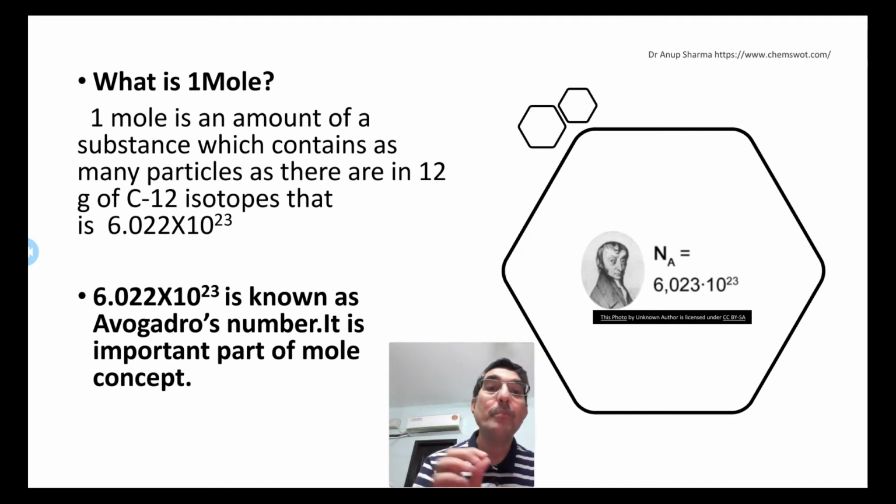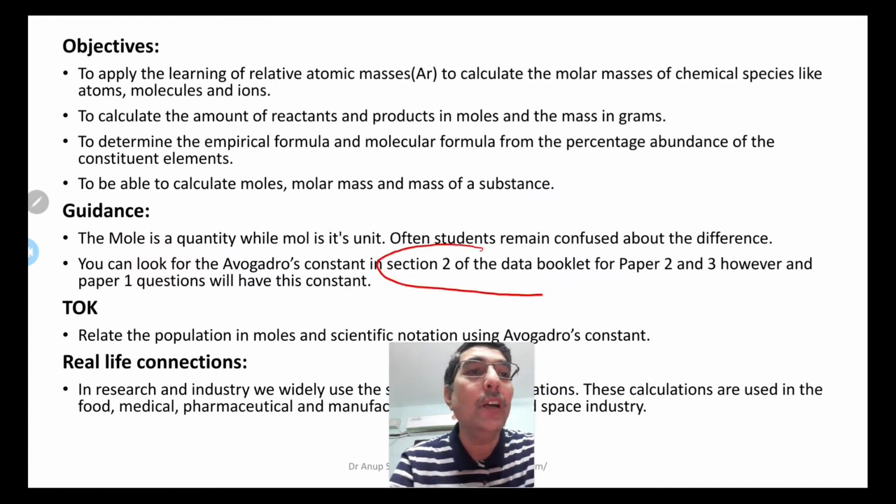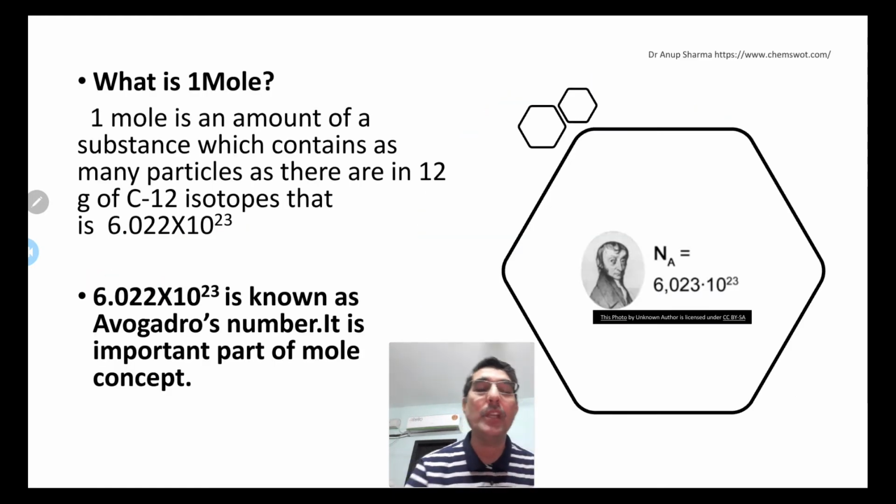It is an important part of the mole concept, though you need not recall it because it will be provided to you in the data booklet, which I have already told you about. It is given in section 2 of the chemistry data booklet, so you need not recall it, and you will be using it for paper 2 and paper 3 questions. It is denoted by Na or sometimes L, and this number is 6.022 × 10^23.